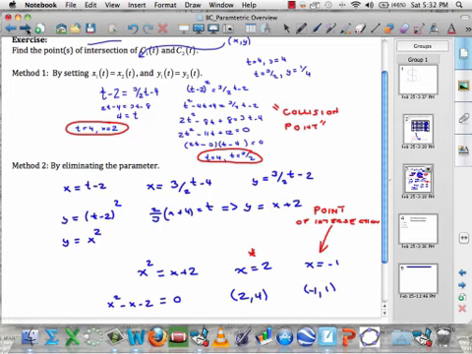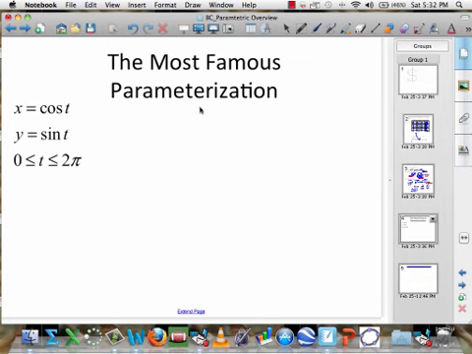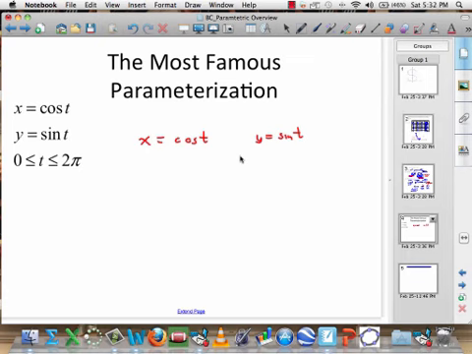One more thing to talk about here, and this is another way to eliminate the parameter. It's also one of our most famous parameterizations: x is cosine t and y is sine t. Here's the way you eliminate the parameter. You need to see this because you're going to have to do this from time to time, and it's done a lot in higher mathematics too, because parametric curves play a big role in Calc 3 especially. If I square both sides of this equation, I get x squared equals cosine squared t. And if I do the same thing here, I get y squared equals sine squared t.